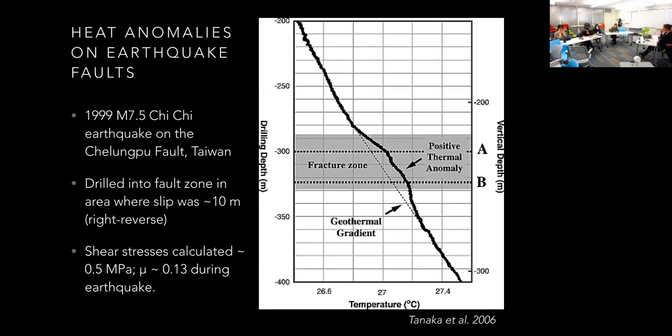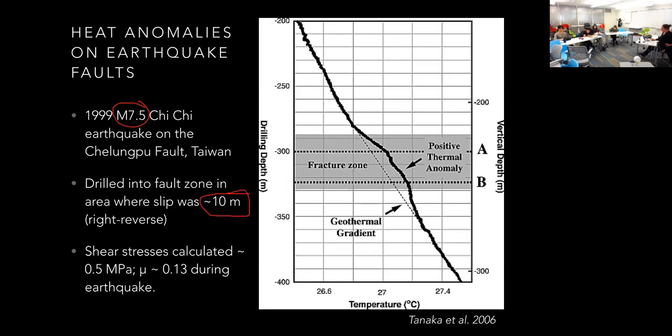So here's an example from the 1999 Chi-Chi earthquake from Taiwan. The fault was a big reverse fault, so they were able to get it by drilling down through the hanging wall and hitting it at a respectable depth where there was enough slip on the fault that it generated a good heat anomaly. And so here's the positive thermal anomaly that was measured for a magnitude 7.5 earthquake, where the slip was about 10 meters in a right-reverse sense.